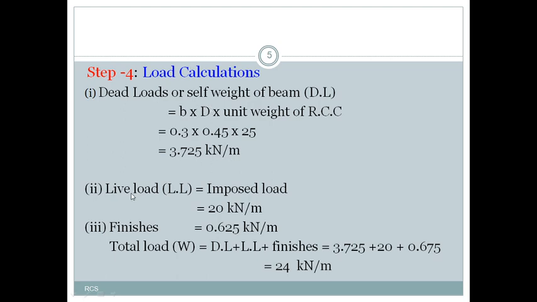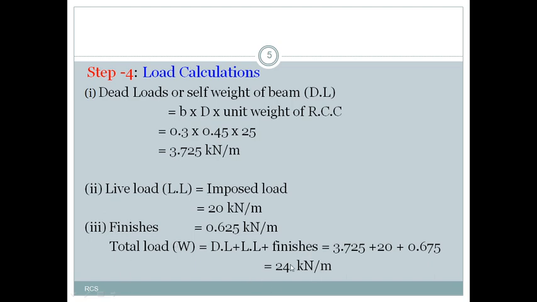And he has given the imposed load. The imposed load is 20 kilonewton per meter, that is nothing but a live load also, and the finishes is given as 0.625 kilonewton per meter. Now if we add all together, we will get the total load, that is dead load plus live load plus finishes. Here dead load is 3.725 plus live load is 20 plus finishes is 0.675. If we add together, we will get 24 kilonewton per meter as the total load.